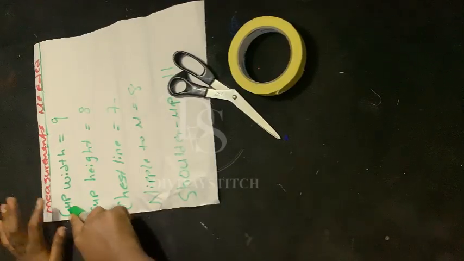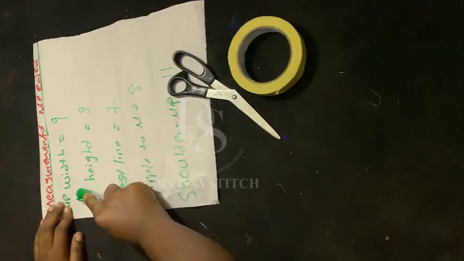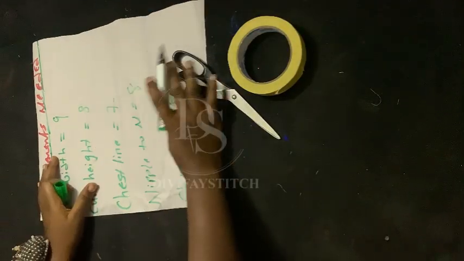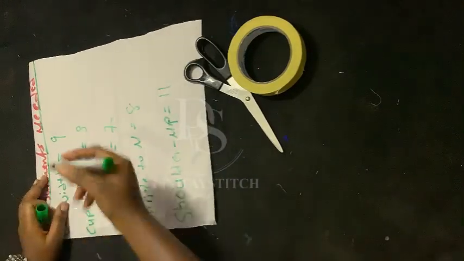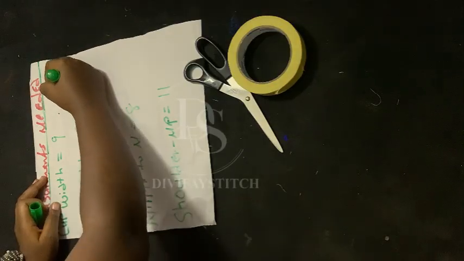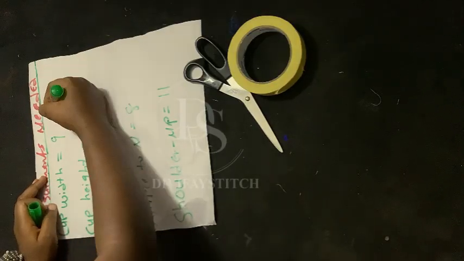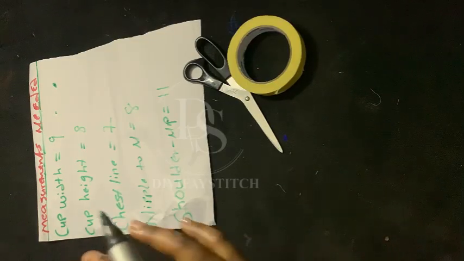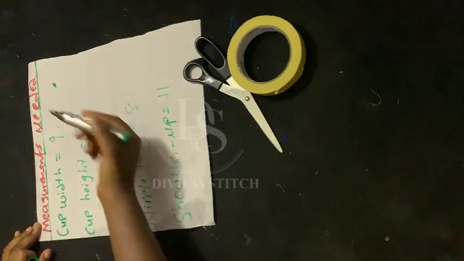This is what you need: your cup width. How to measure it: you measure from your center bust to your side bust. Your center bust, like in between your breasts, you measure it from the center to the side. That's how I got 9 inches.